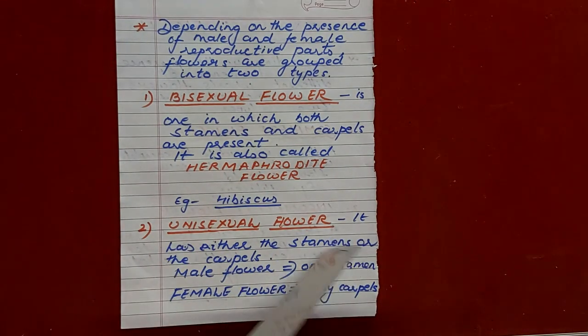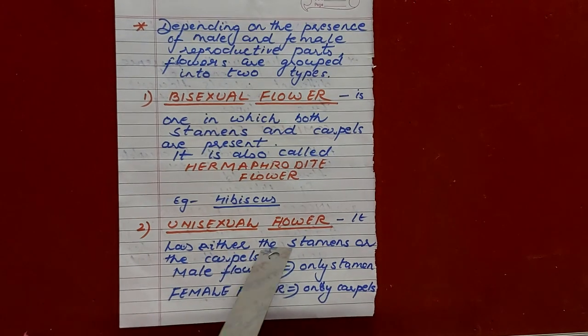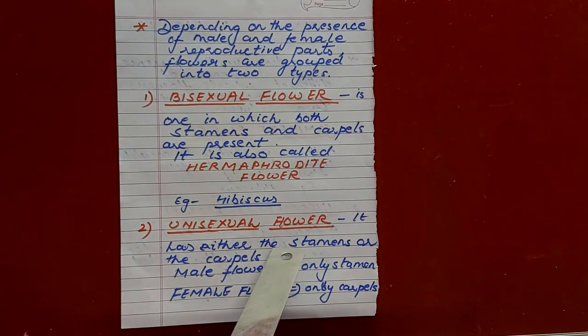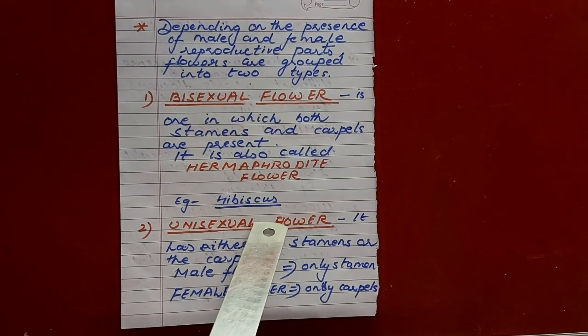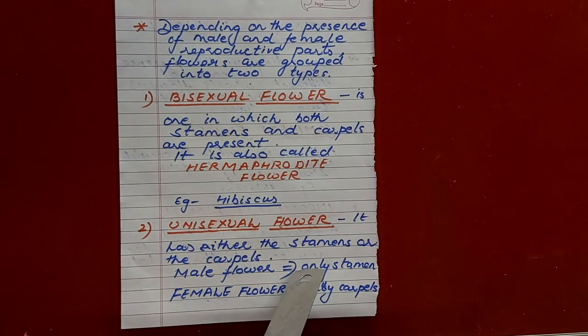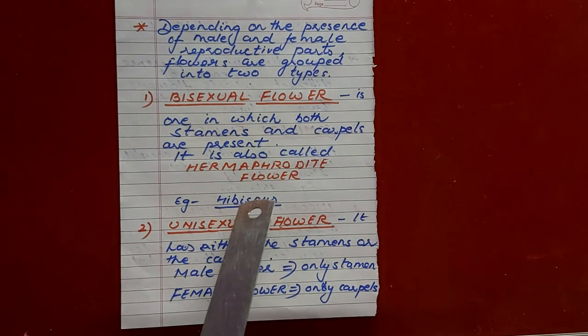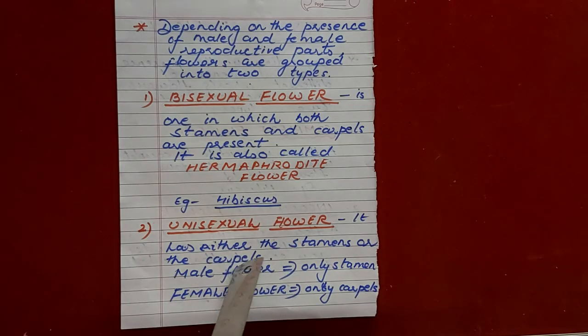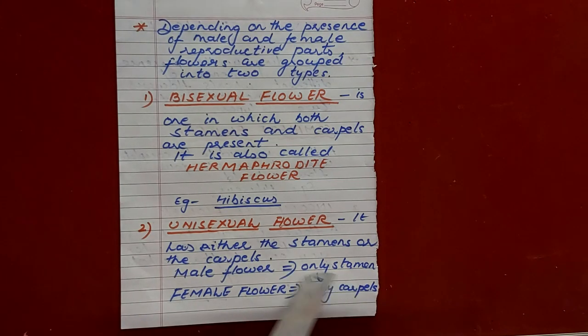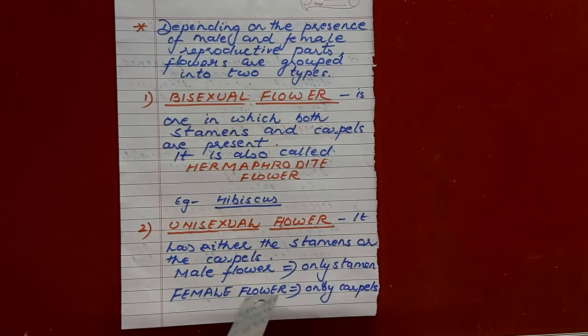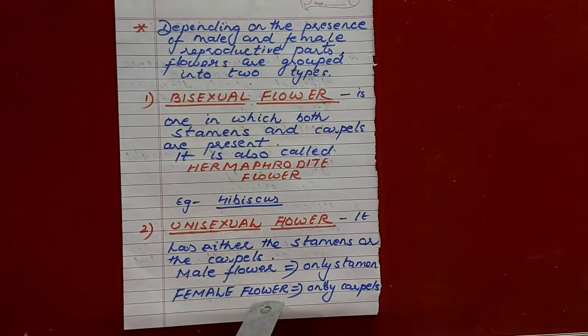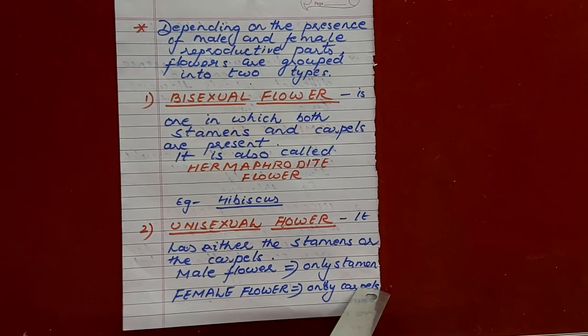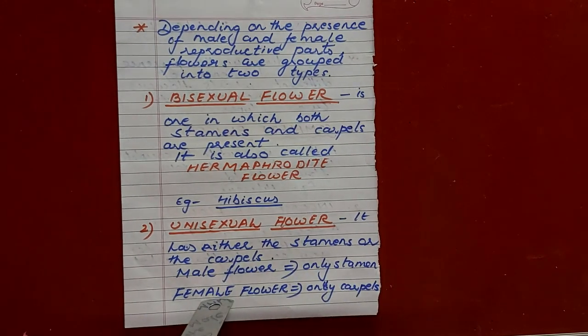Unisexual flower has either the stamen or the carpel. That means it will have only one type, that is either the flower is having the male reproductive part or the flower is having the female reproductive part. Either the flower is having androecium or the gynoecium. If it is having the androecium, then it is called a male flower. Only stamens will be present. And if it is a female flower, that means it is having only the gynoecium or only the carpels, then it is called the female flower.